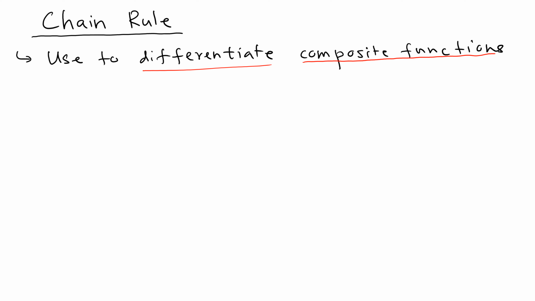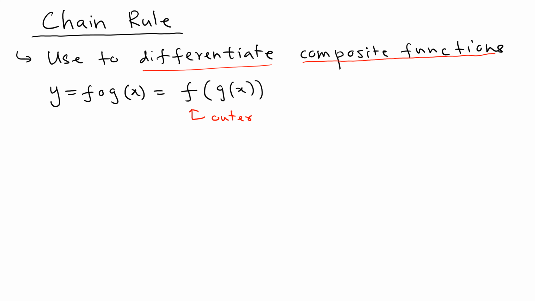So what is a composite function? When you have a function y, which is f circle g, we know that we can write this function as f of g(x). When you write it like that, there are two types of functions. There's one function, which we call the outer function, and then we have another function, which we call the inner function. So the first goal is to figure out what the outer function is and what the inner function is.